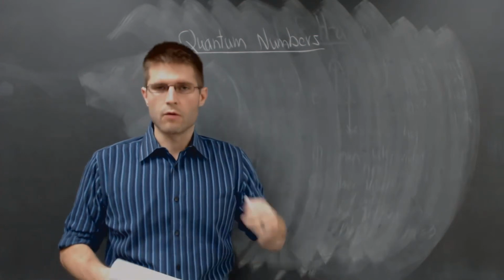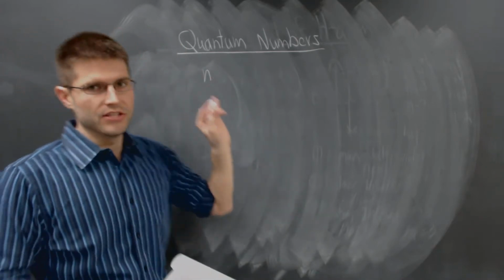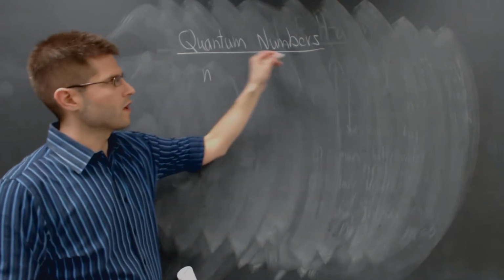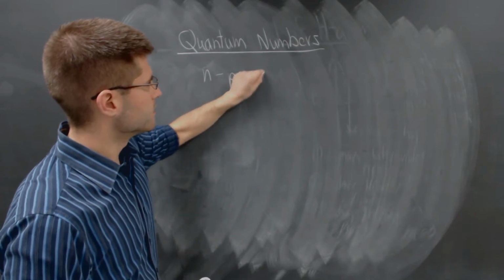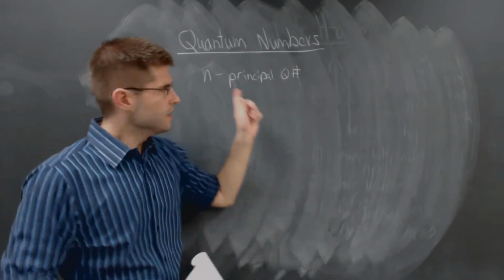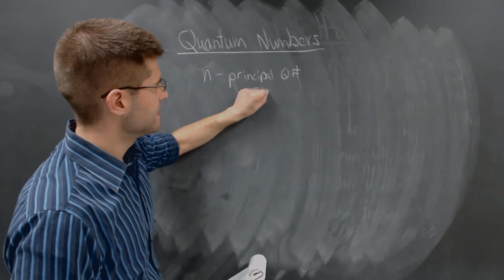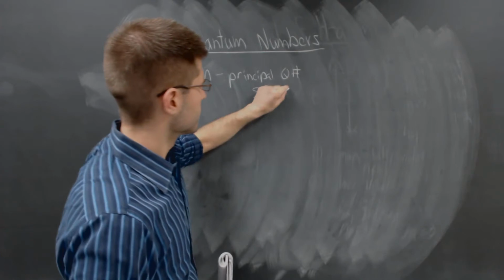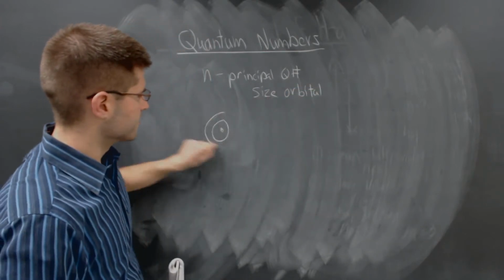So the first quantum number I want to talk about has the symbol of n, lowercase n. This becomes difficult because n is generally reserved for moles. But when talking about quantum numbers, n refers to the principal quantum number. So what this is, this tells you the size of no longer the orbit, but the orbital. Size of the orbital.